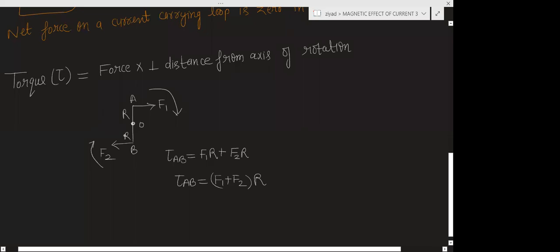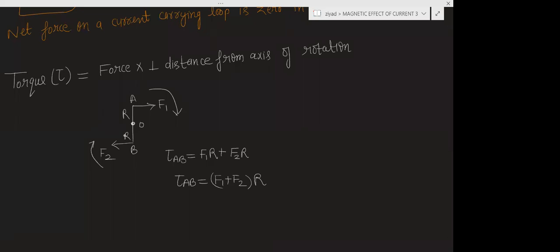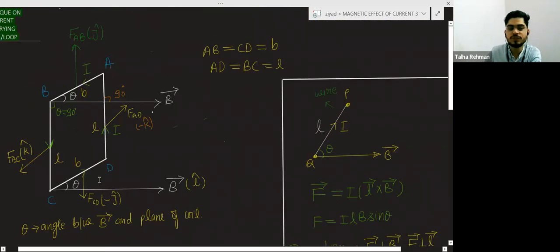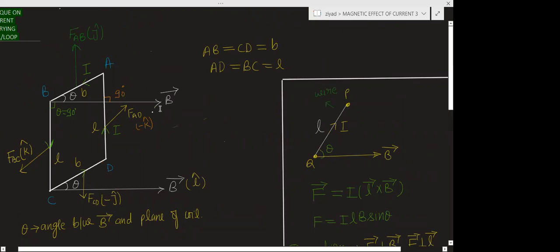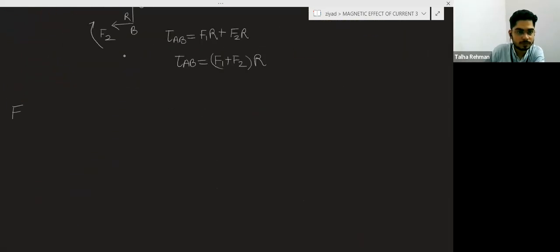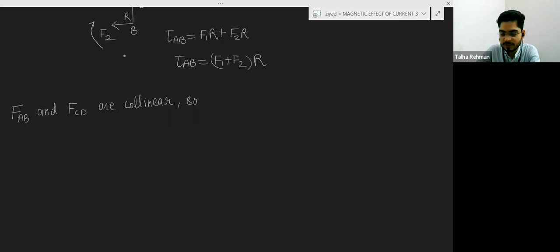So the torque on AB is given by F1 plus F2 into R. Okay, now see the forces. These FAB and FCD forces are collinear, which means FAB and FCD are acting on the same line. And if the forces are collinear, then due to those forces there will be no torque.